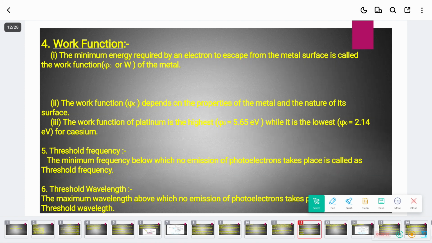Now everyone listen here. Work function. The work function symbol is phi naught or W. Now, what is work function? We will try to understand. The meaning is not some function of work. We will understand the perfect meaning. Work function is an energy. And before writing energy, always write that it is a minimum energy. What energy? Minimum energy.